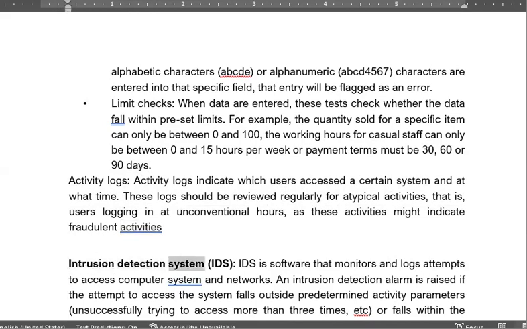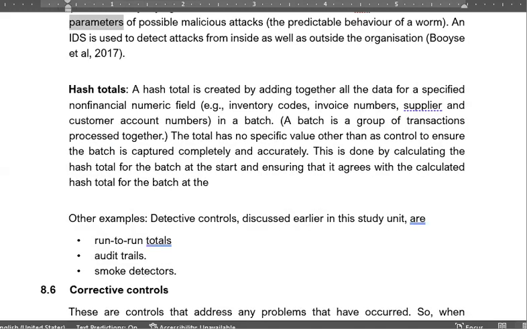Intrusion Detection System, IDS, is software that monitors and logs attempts to access computer systems and networks. An intrusion detection alarm is raised if the attempt to access the system falls outside predetermined activity parameters, e.g., unsuccessfully trying to access more than 3 times, or falls within the parameters of possible malicious attacks, the predictable behavior of a worm. An IDS is used to detect attacks from inside as well as outside the organization, Boys et al., 2017.